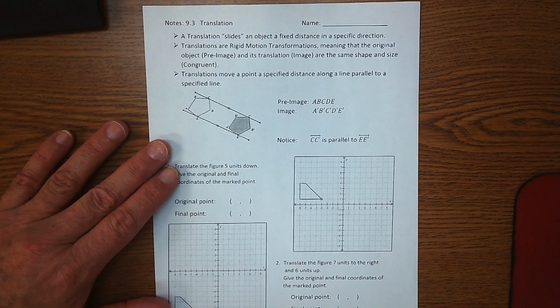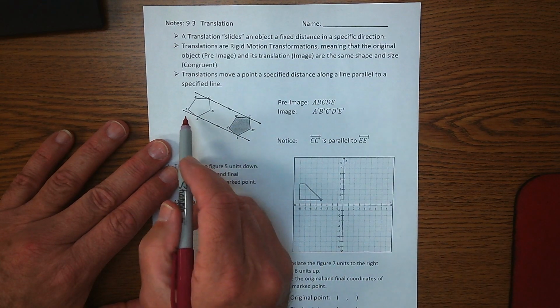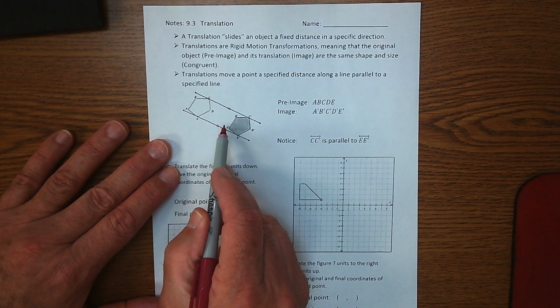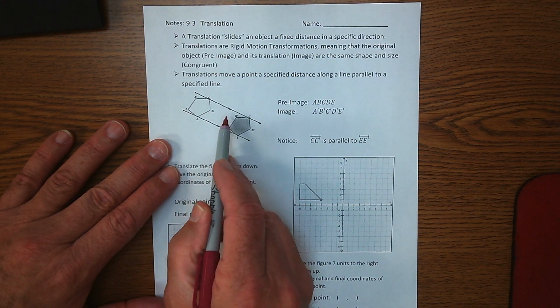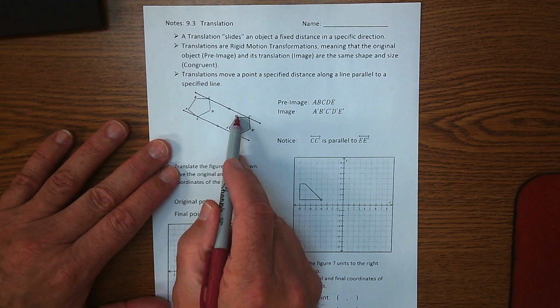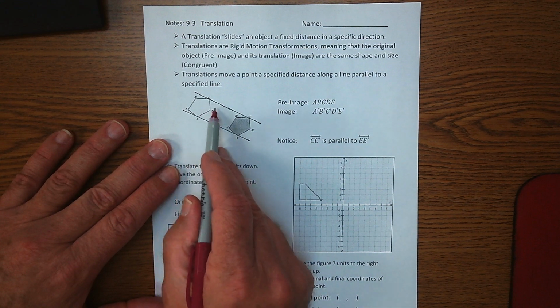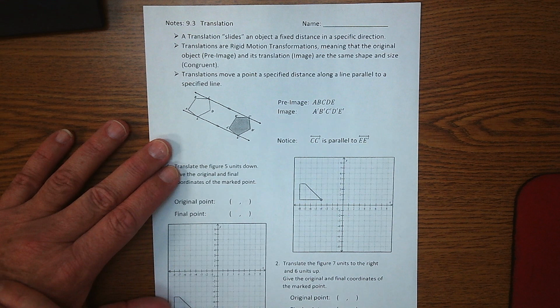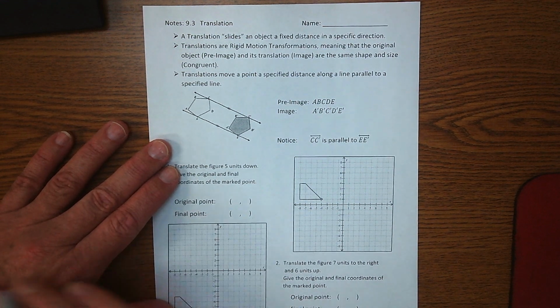So the pre-image, this is a pentagon, A, B, C, D, and E. And when you slide an object, you put the prime mark on the slide. So A prime means that the point A has been slid from this point to this point. Same with B and C and D. Now if you take any 2 points, like say point C and E here, and join those together, those lines will always form a parallel line. So that's how you know it's a slide.